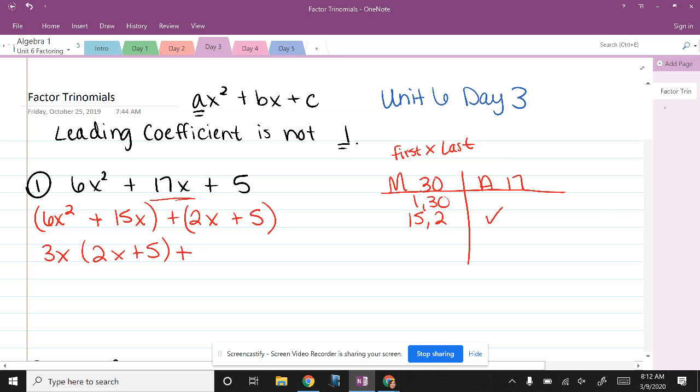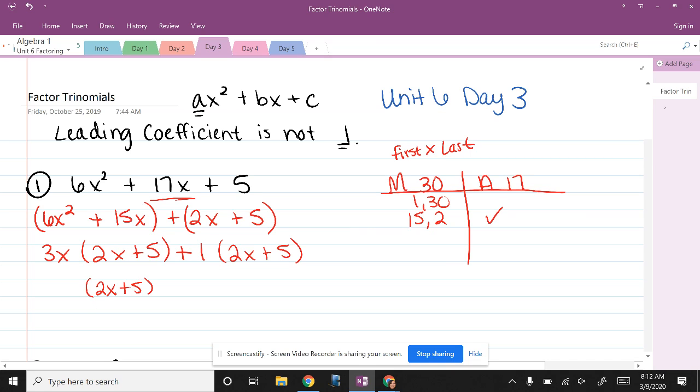What's the GCF in the next term? 1. So if your GCF is 1, aren't you just going to copy the parentheses? Because if you factor out a 1, everything's staying the same, right? Now, are both of the parentheses the same? Those are our binomials. So what are they?